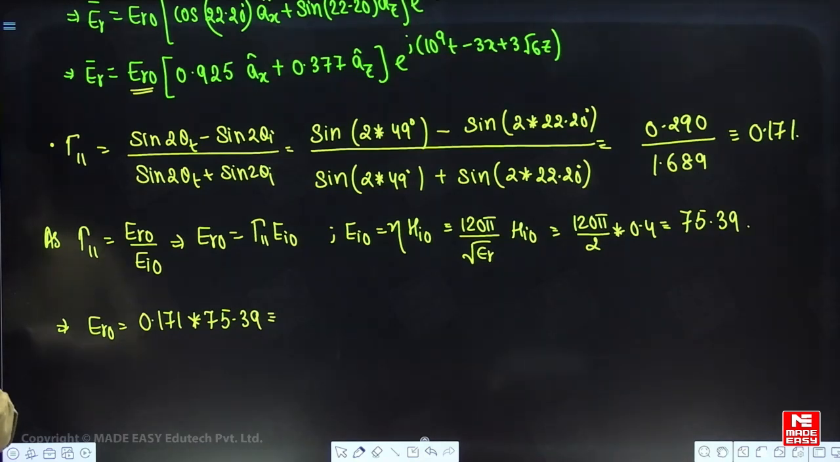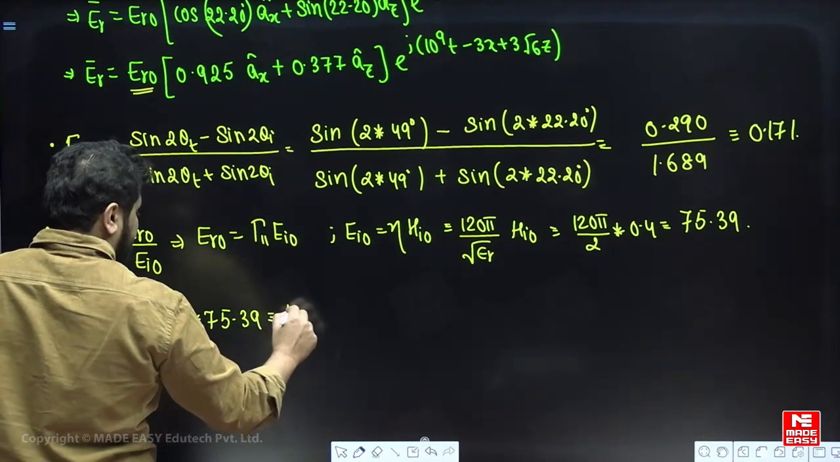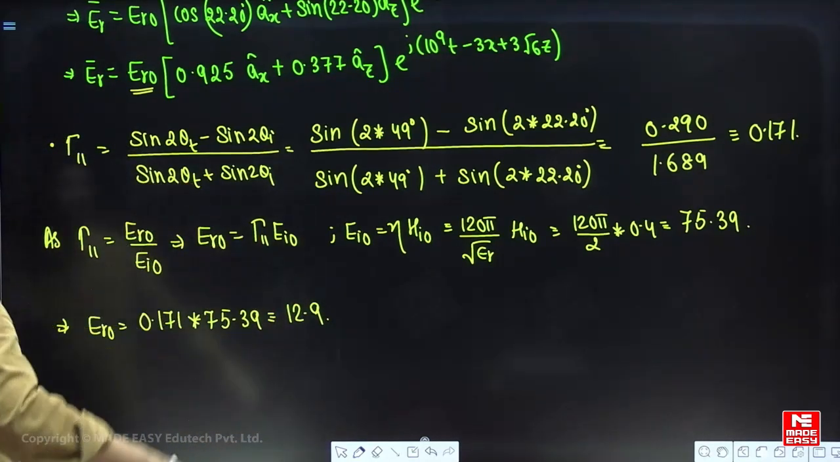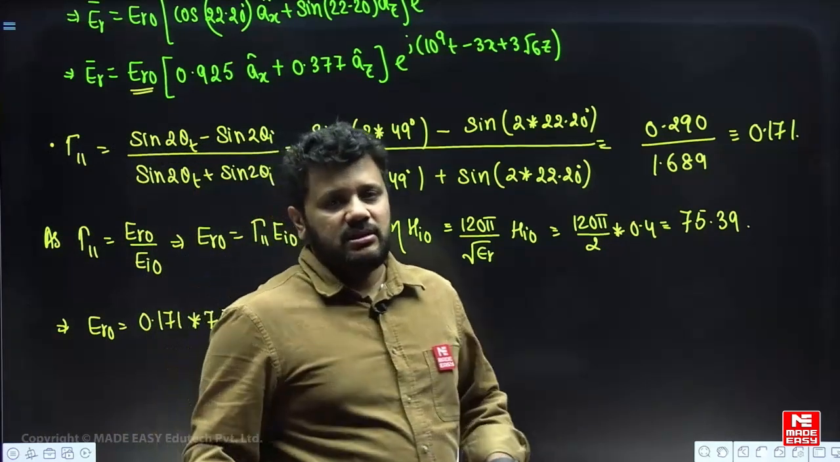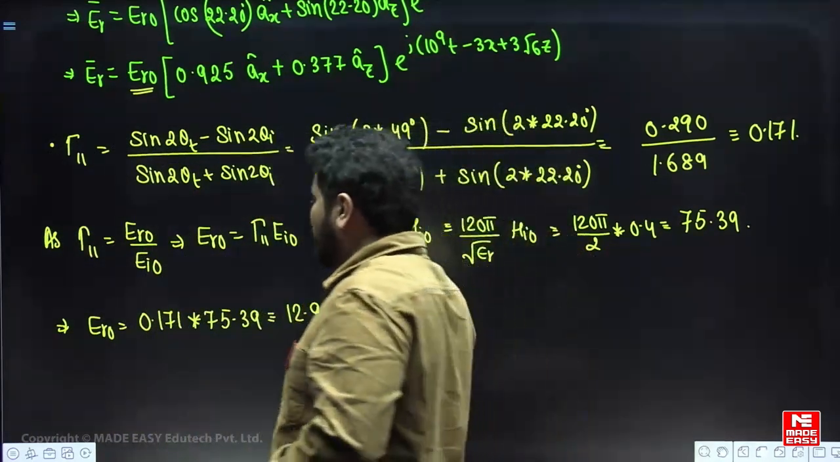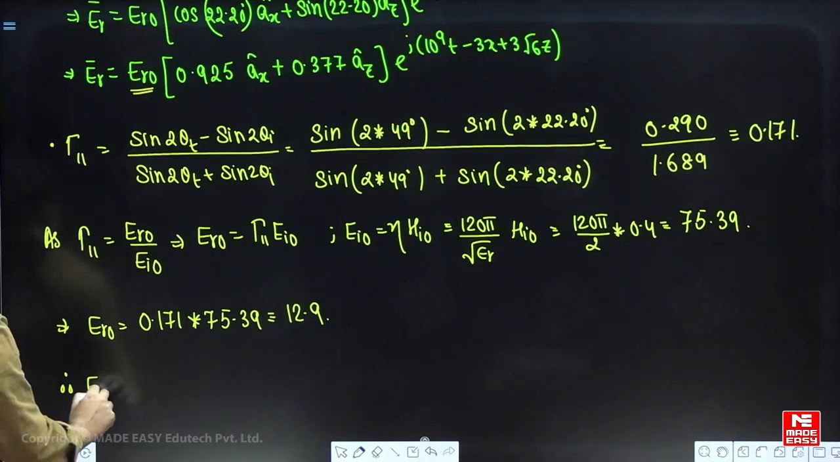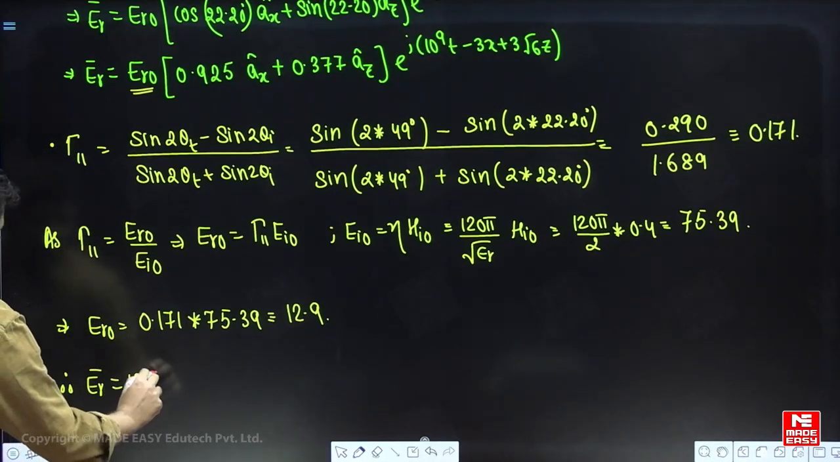So multiplied by 0.171, I am getting around, approximately I will write 12.9. Right, so this is just approximate because the options are given, so we will match. If there is not much difference in the decimal point, there is no issue. Right, so therefore what is the value of E r vector? E r naught is around 12.9.